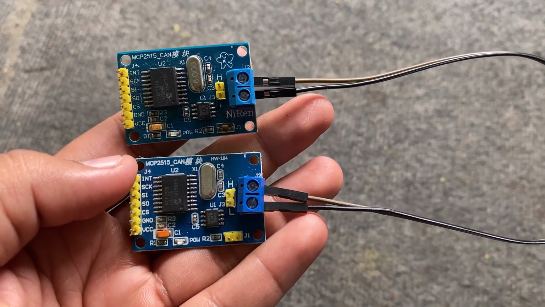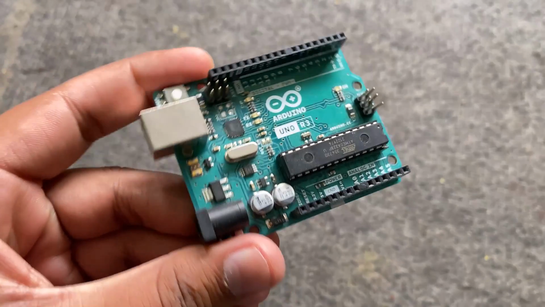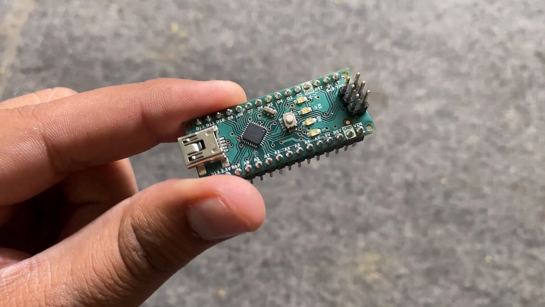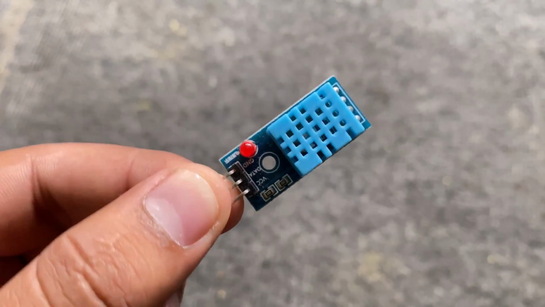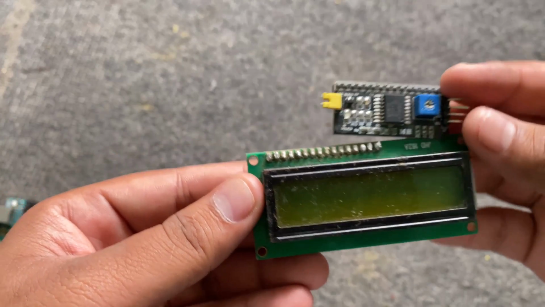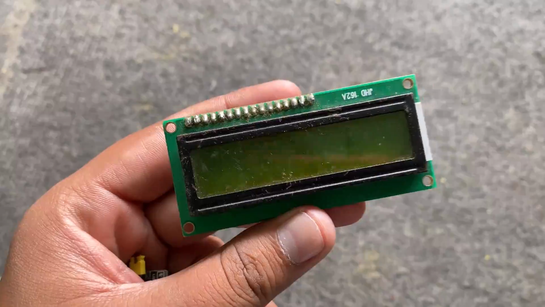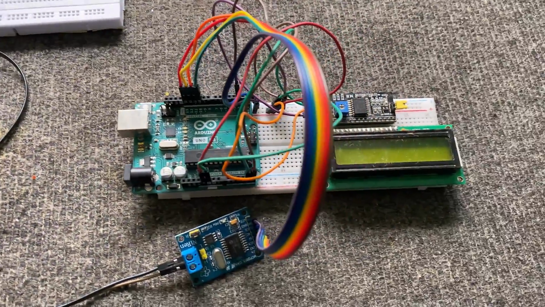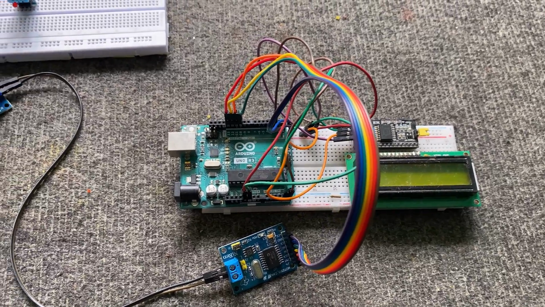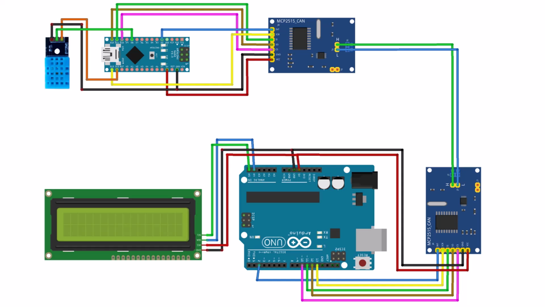For this, we need the following components: a pair of MCP2515 CAN bus modules, an Arduino Uno board, and also an Arduino Nano board. I used a DHT11 humidity and temperature sensor for the demo. I also used a 16x2 I2C LCD display for displaying the sensor data. We will transmit the DHT11 sensor data over a CAN bus with the help of a pair of Arduino boards and MCP2515 CAN modules. Here is the simple connection diagram.